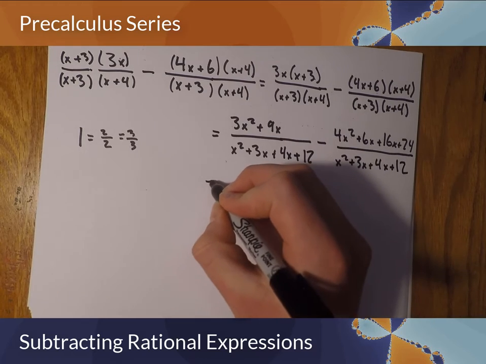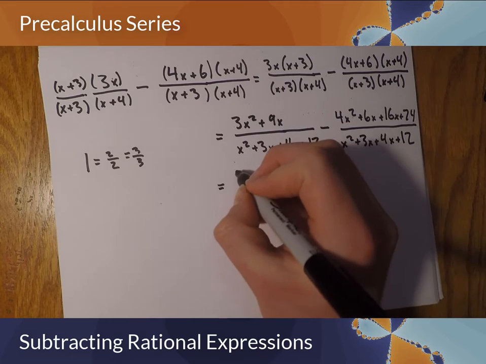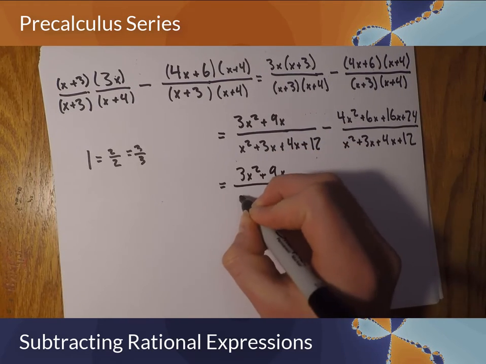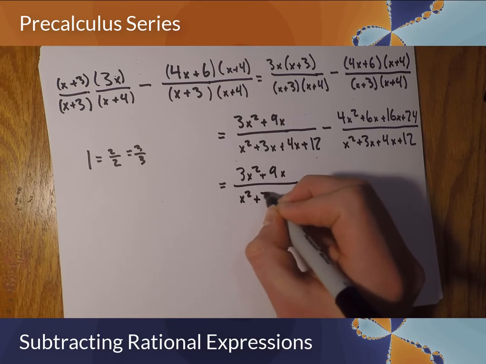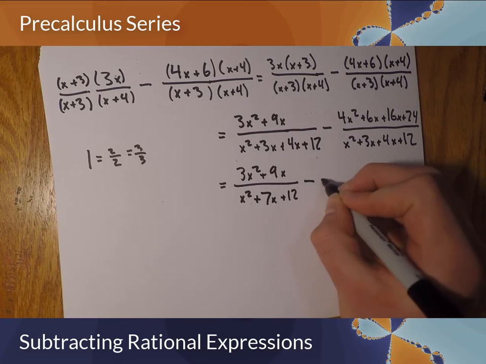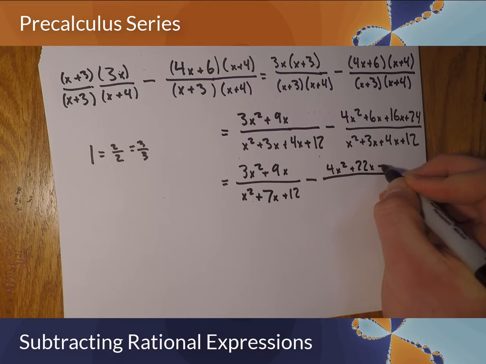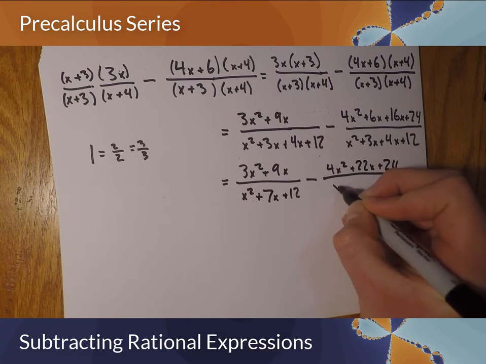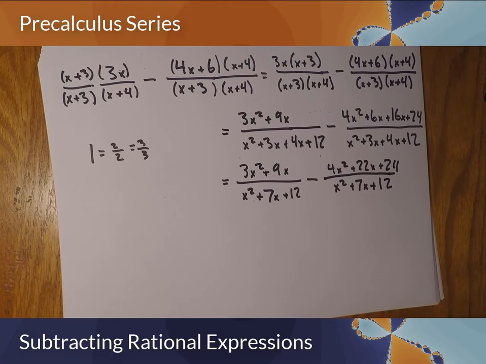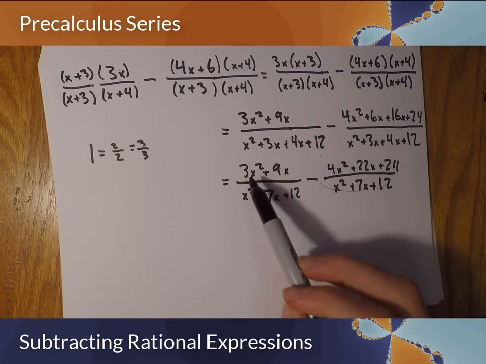So now what we have is 3x squared plus 9x, and then we combine again just to simplify the problem. Then we get 4x squared plus 22x plus 24, over x squared plus 7x plus 12. Alright, so now what we got to do is subtract this from this.